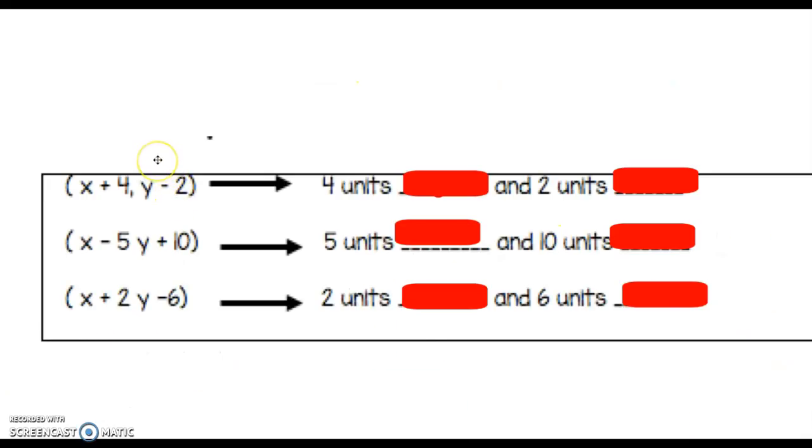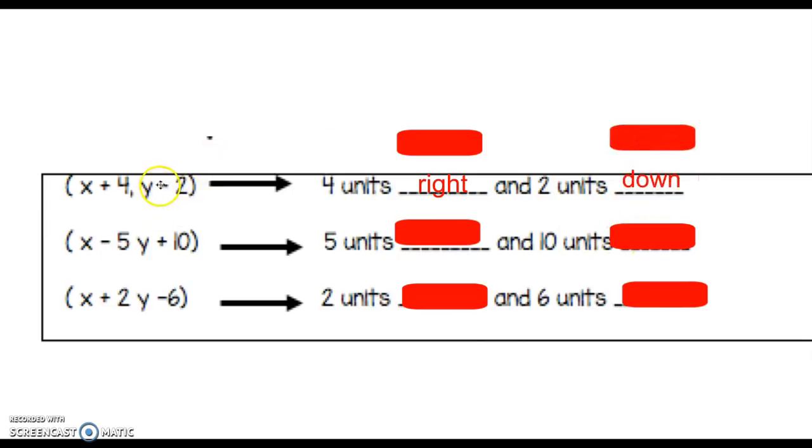And the last thing you might see is that you might be given the translation by the algebraic rule, and you need to be able to know how to write it in directions. So this positive tells me to go to the right, so 4 units right. The y is my up and down, so the negative tells me to go down. Okay, so x is left to right. Negative means left, so 5 units left.